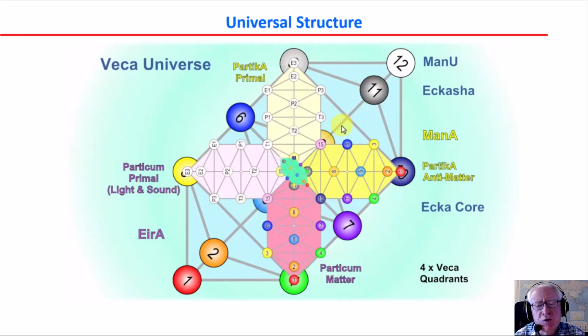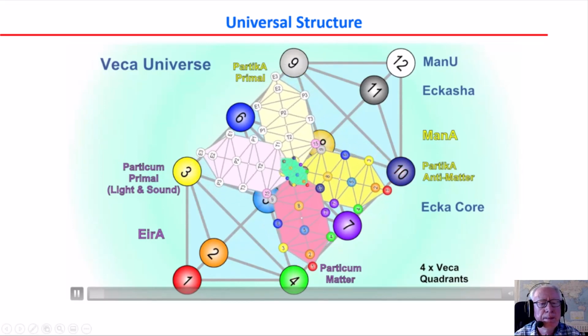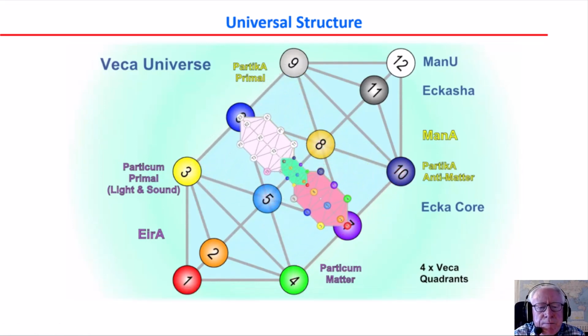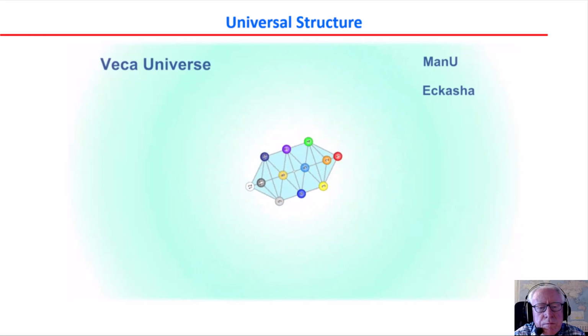The Akasha is closely associated with the inner Veca core. The two together, they host the Veca quadrants that form the universal structure. So we can set the animation in motion to illustrate the phasing process. The return to source, and now the emergence into creative expression.